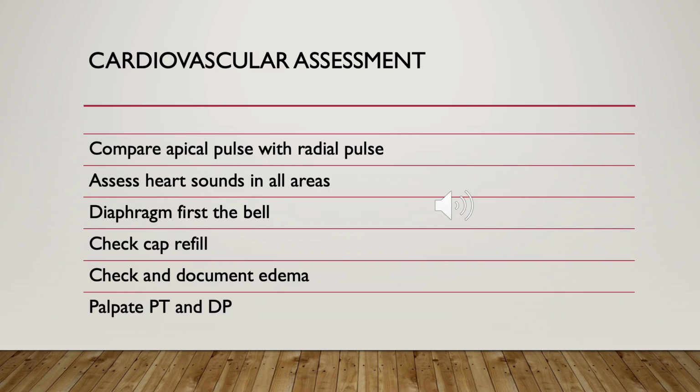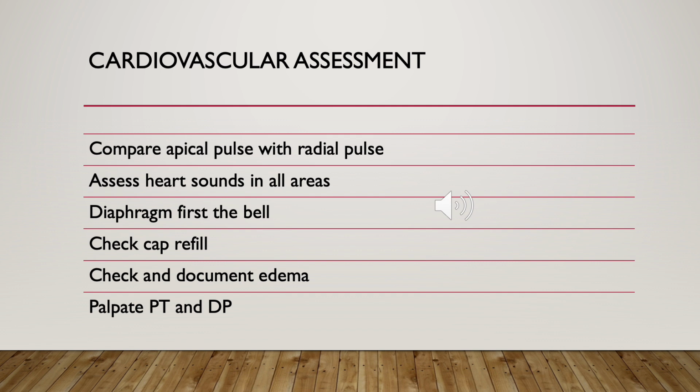For cardiovascular assessment, remember we've already inspected the chest. So you want to compare the apical pulse with the radial pulse. You want to assess heart sounds in all areas. I'm going to show you that on another slide, the areas you need to listen to. You're going to first listen in each area with the diaphragm, and then you're going to use the bell in each area. Okay, so you would do each area with the diaphragm, then each area with the bell.